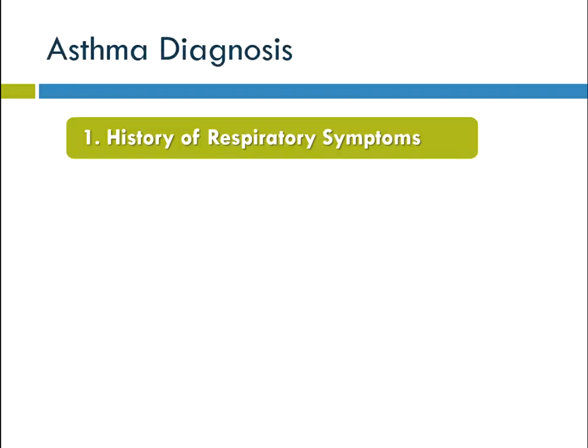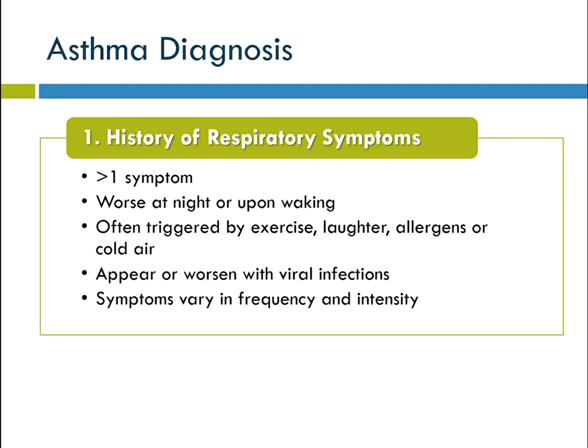Okay? All right, so how do we diagnose asthma? That little asterisk she put, so their slide. Okay? So number 1, they have to have a history of respiratory symptoms. So at least 2 symptoms, more than 1. What were the symptoms we talked about? Wheezing, shortness of breath, coughing, chest tightness. Okay? So more than 1 of those.